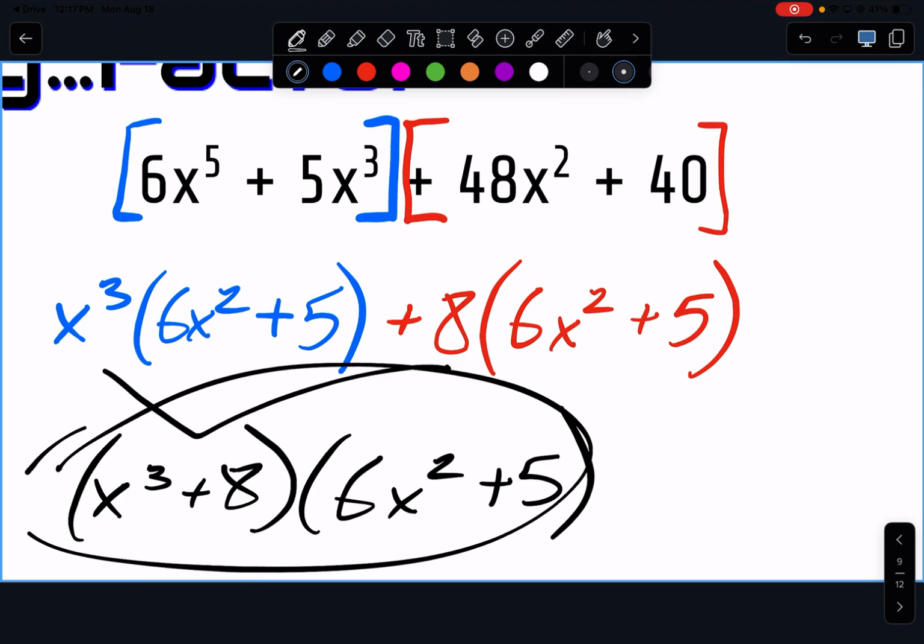Right now, how are we feeling with grouping as a strategy? Give me a thumb gauge. Where are you at? Makes no sense at all. Makes some sense. I got it. Where are you at? Awesome.